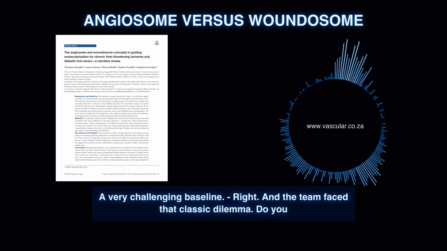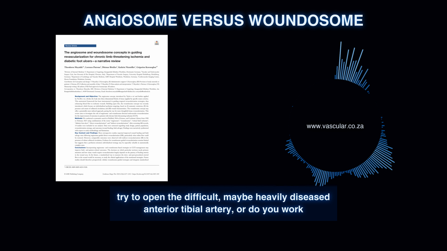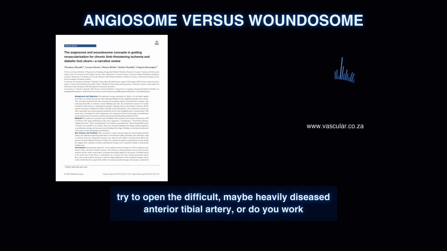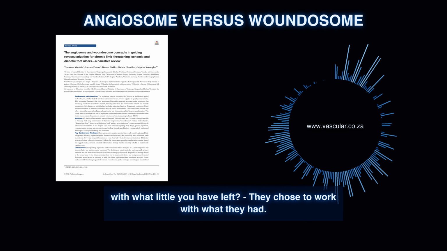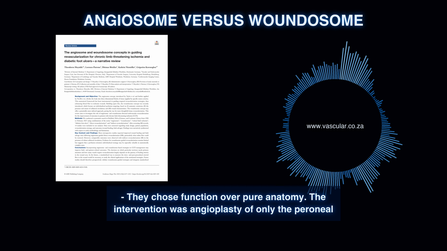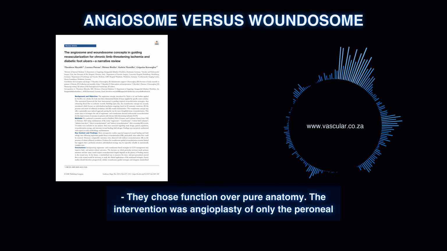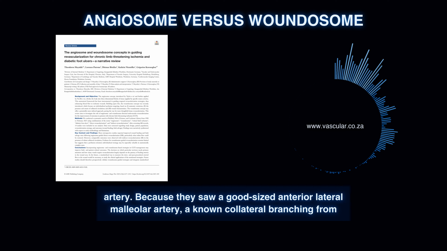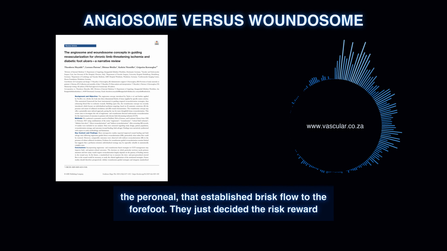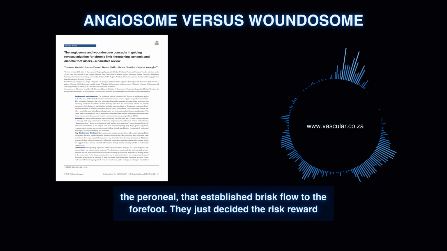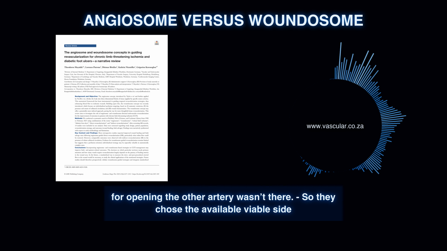Right. And the team faced that classic dilemma. Do you try to open the difficult, maybe heavily diseased anterior tibial artery, or do you work with what little you have left? They chose to work with what they had. They chose function over pure anatomy. The intervention was angioplasty of only the peroneal artery. Right. Because they saw a good-sized anterior lateral malleolar artery, a known collateral branching from the peroneal, that established brisk flow to the forefoot. They just decided the risk-reward for opening the other artery wasn't there.